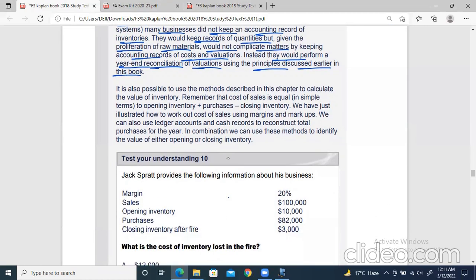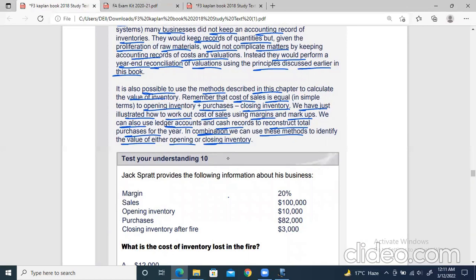Okay. So it is also possible to use the methods that we have just studied in this chapter, right, to calculate the value of inventory. Remember that cost of sale is equal to opening inventory plus purchases minus closing inventory. We already know this, right? We have just illustrated how to work out cost of sale using margins and markup. We also know this. We just studied this. We can also use ledger accounts and cash records to reconstruct total purchases. Yes, that's right. This was the third method, right? In combination, we can use these methods to identify the value of either opening or closing inventory.